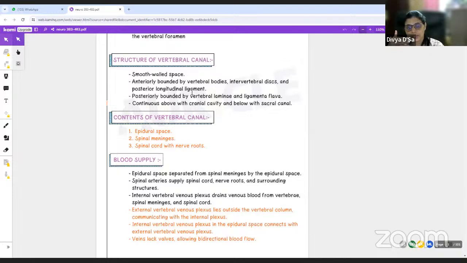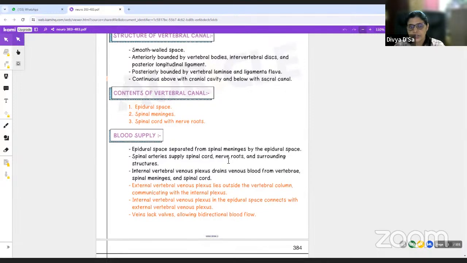Posteriorly, the vertebral canal is bounded by the vertebral lamina and the ligamentum flavum. This vertebral canal will be continuous above with the cranial cavity and below with the sacral canal. What do we have within the vertebral canal? There is an epidural space around the dura mater, that is the meningeal layer. We have the spinal meninges, and within that we have the spinal cord with the nerve roots. These are the main contents.